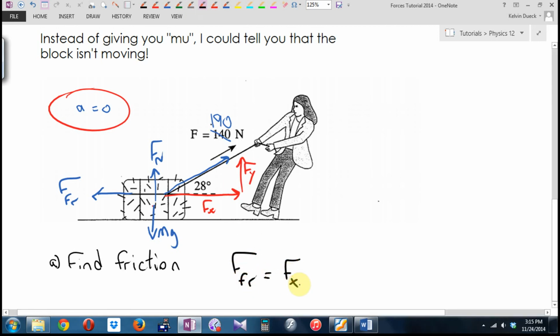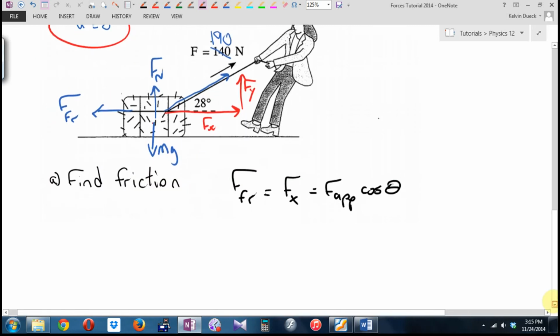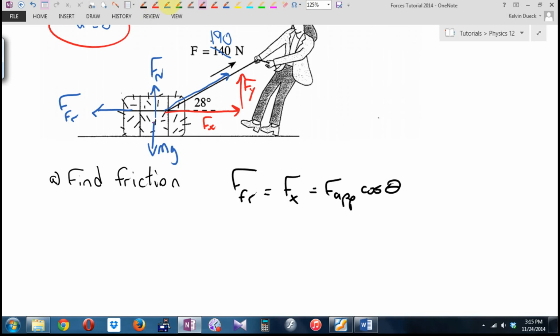This is kind of strange, but yeah, I guess I can find friction without mu. In fact, it's going to be the applied cos the angle, I guess. 190 cos 28. A little strange. What did I find in A?